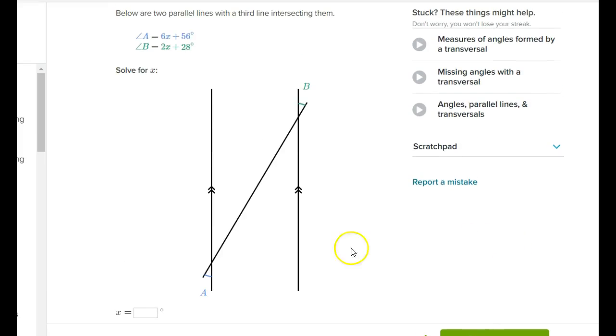So you can see here, now you have a transversal. It's going like this. You can see that A is on the right side, B is on the left side, and they are alternate exteriors. So this time I would write the equation 6x plus 56 equals 2x plus 28. Okay, so you have to recognize which of the angle pairs they are to know whether they're going to be equal or supplementary. So you better study up on that.